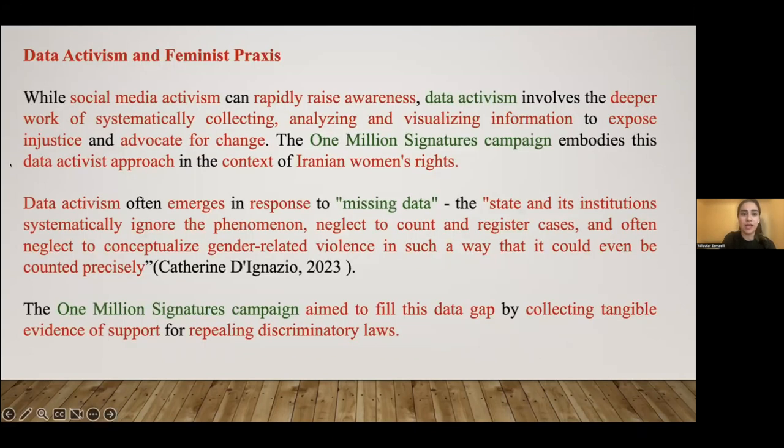While social media activism can rapidly raise awareness, data activism involves the deeper work of systematically collecting, analyzing, and visualizing information to expose injustice and advocate for change. And the 1 million signatures campaign embodies this data activist approach in the context of Iranian women's rights. Data activism often emerges in response to missing data, that is, when the state and its institutions systematically ignore the phenomenon, neglect to count and register cases, and often neglect to conceptualize gender-related violence in such a way that it could even be counted precisely. The 1 million signatures campaign in Iran aimed to fill this data gap by collecting tangible evidence of support for repealing discriminatory laws.